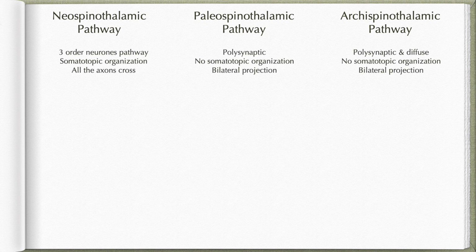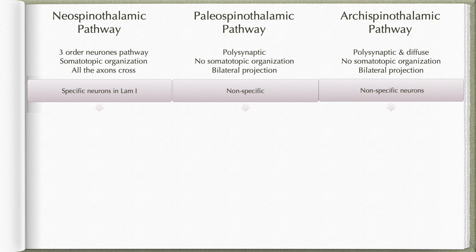Neospinothalamic pathways are typical 3-order neuron pathways. They have fibers arranged somatotopically, and all the fibers in the tract are crossed fibers. Whereas both paleospinothalamic and archispinothalamic pathways are polysynaptic. There is no somatotopic organization, and they have bilateral projection. Neospinothalamic pathway tracts begin from specific neurons in lamina 1, whereas paleospinothalamic and archispinothalamic pathways start from the non-specific neurons present in laminae 4, 5, 6, and even a few fibers from 7 and 8.